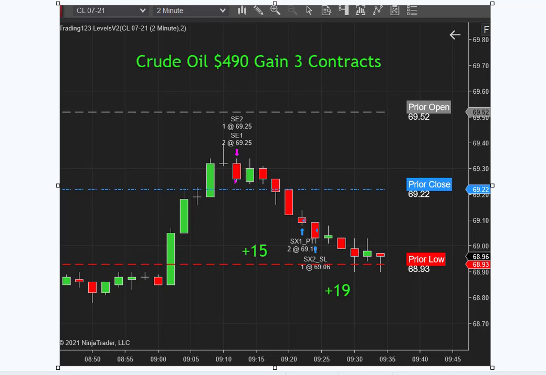In this video, we're trading crude oil here with our Trading123 levels indicator. We just updated it and made some improvements to it. As you see, the labels here on the side, you can adjust them to space them so they're not right into price action. And they identify, there's four labels: the prior high, open, low, and close.